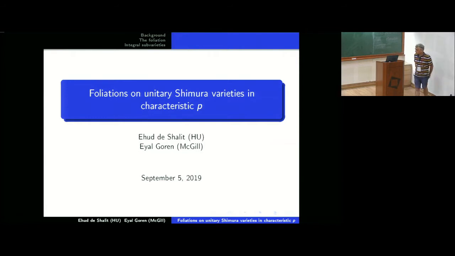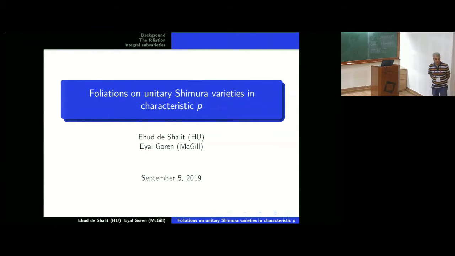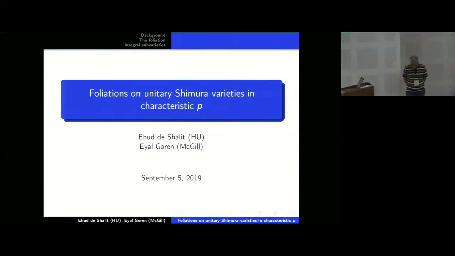So this is about joint work with Eyal Goren, and the paper was published last year in Compositio Mathematica. I forgot to bring the reference, but of course you can find it on the arXiv too. And this is about what I consider to be a new method to study the geometry of unitary Shimura varieties in characteristic p that can provide, in some cases, new insights that the usual approach of local models does not provide.